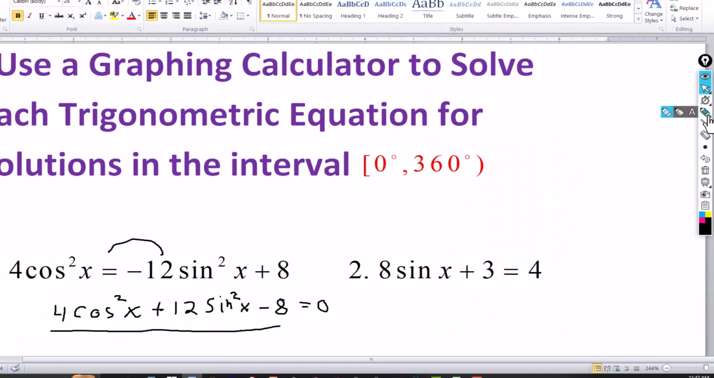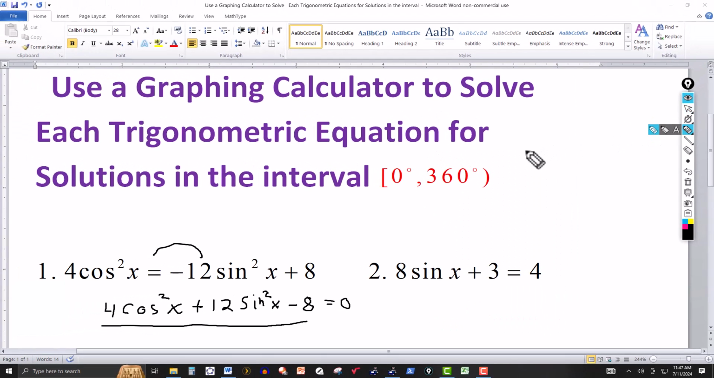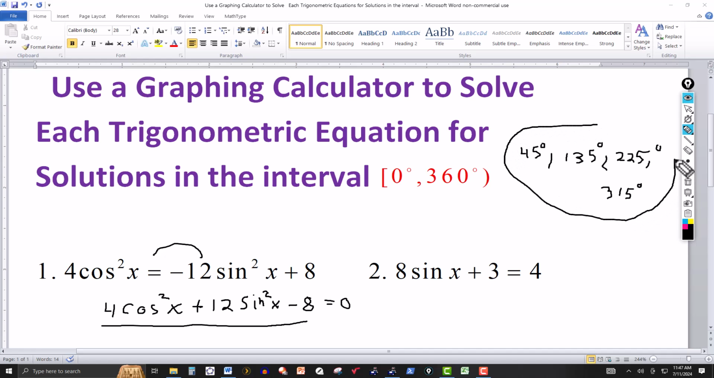So the solutions to this one then, we get 45 degrees, 135 degrees, 225, and 315. Again, there's an infinite number. These are just 4 of the ones requested in the interval from 0 to 360. 45, 135, 225, and 315.